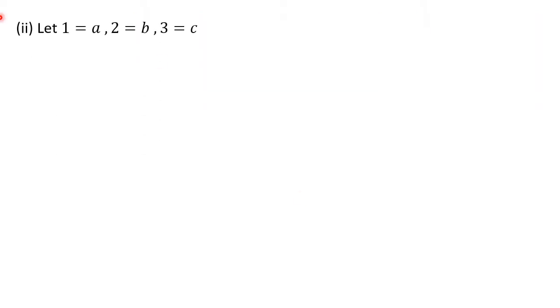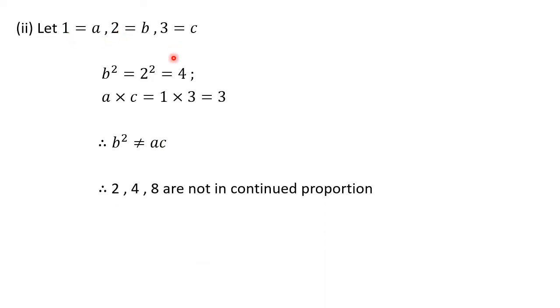Here now we will take 1 as A, 2 as B and 3 as C. Again we have to verify whether B square is equal to AC. So let's find B square. B square means 2 square, that is 4. And then A into C, 1 into 3, that is 3. See, now we can find that B square and AC have different values. They are not equal. So B square is not equal to AC, and therefore these three numbers 1, 2 and 3 are not in continued proportion.